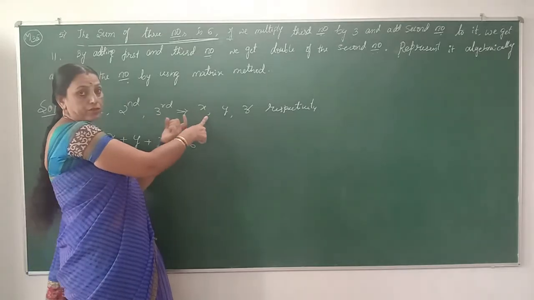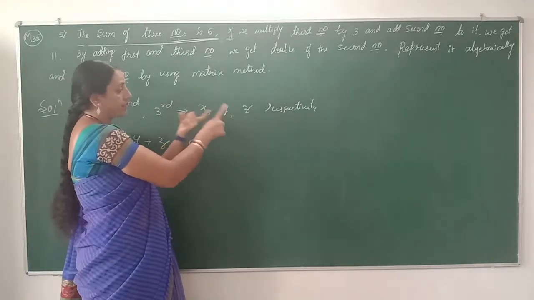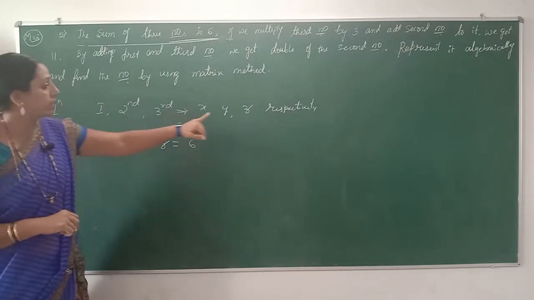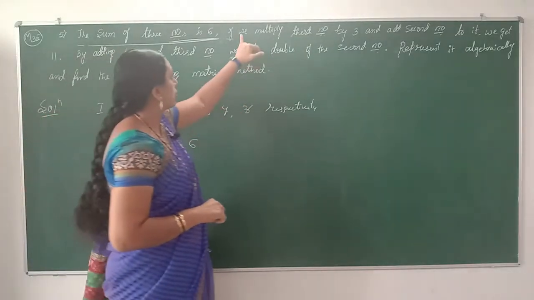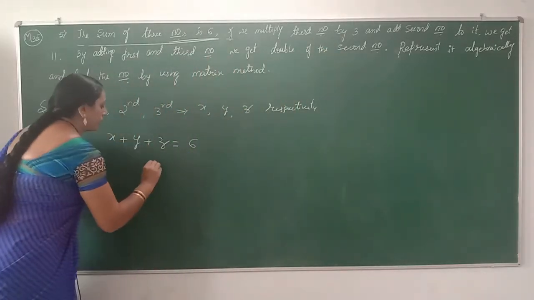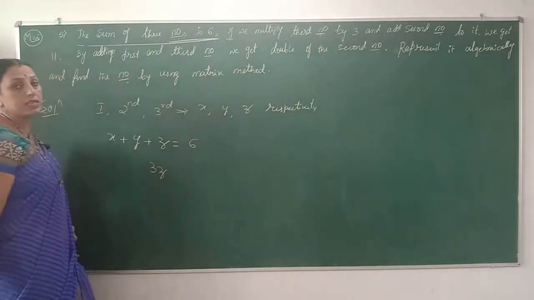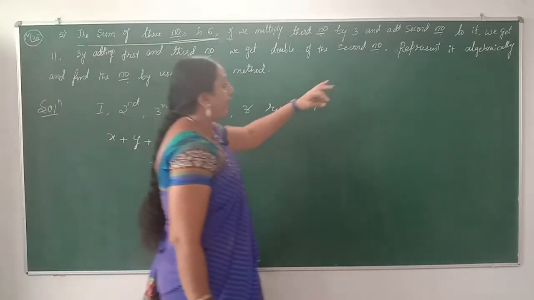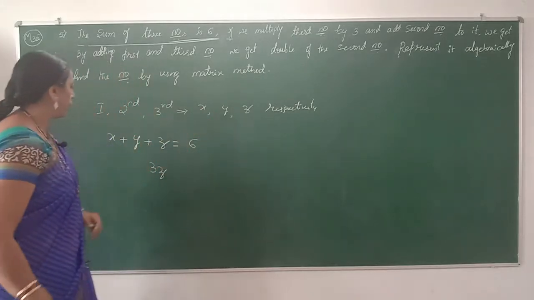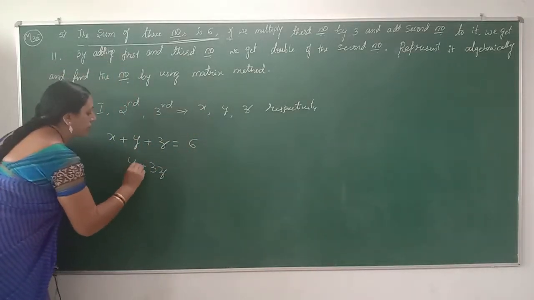So I will be choosing the 3 numbers x, y, z in the respective form of first, second and then third. Therefore the third number is nothing but z. If we multiply the third number by 3, that is 3z, and add the second number to it. Now the second number is nothing but y. So we add the second number to it.